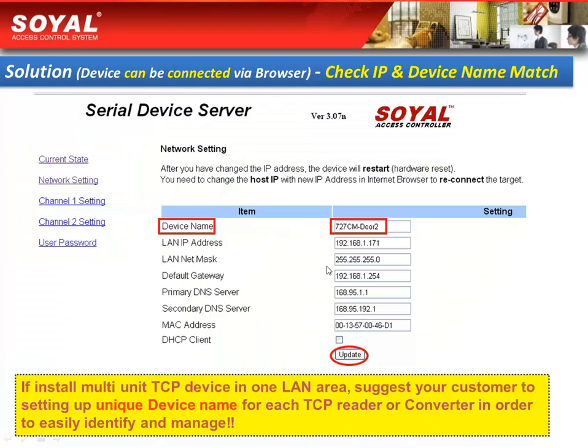Next, we suggest checking whether IP and device name is matched or not. If installing multi-unit IP devices in one LAN area, we suggest your customers to set up unique private device name for each IP reader or converter in order to easily identify and manage. You can see the browser here, the setting page. Here is the device name, and you can input the device name and update.